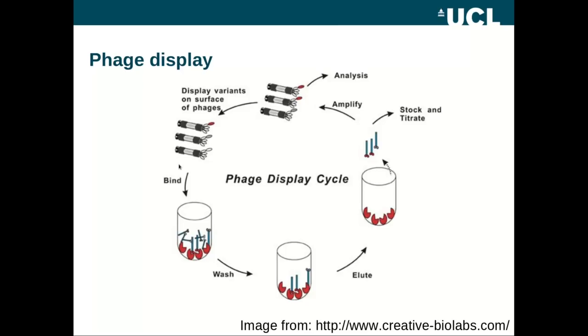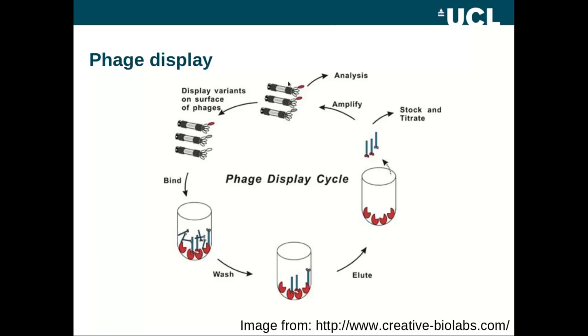So we immobilize some of the antigen of interest on a plate, we add the phage, and then we wash off what doesn't stick. We then elute the antibodies and phage that do stick, and we can stock and titrate these, but then we can also amplify them so that we've got more phage with more antibodies that bind. And we can go around this cycle 3 or 4 times and produce a whole set of antibodies that really bind extremely well to our antigen.